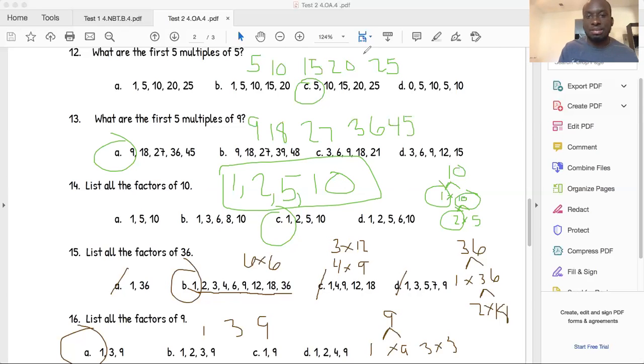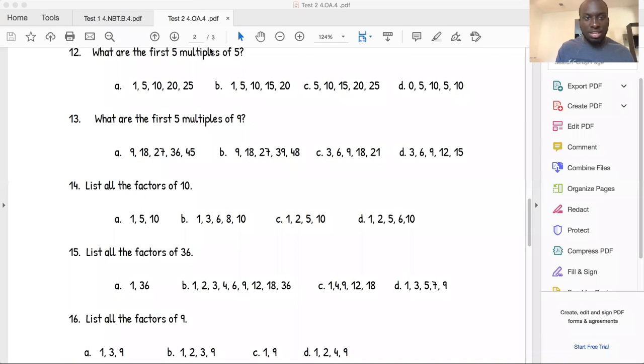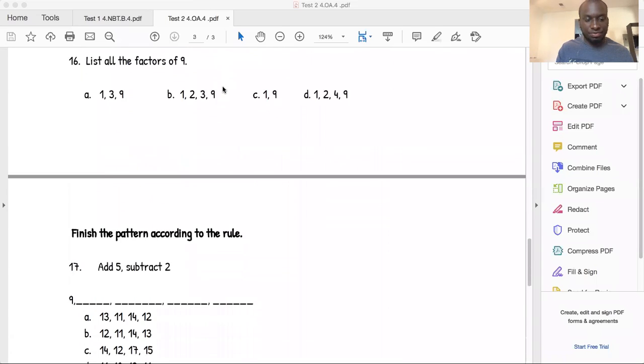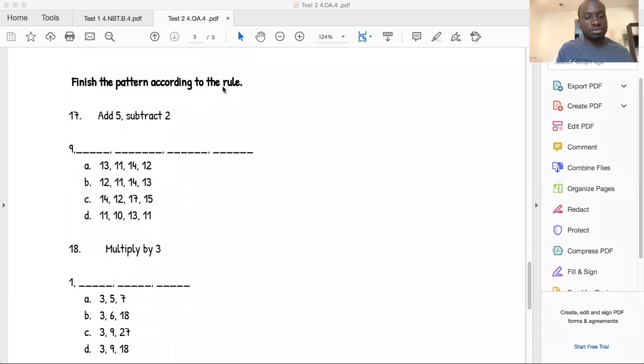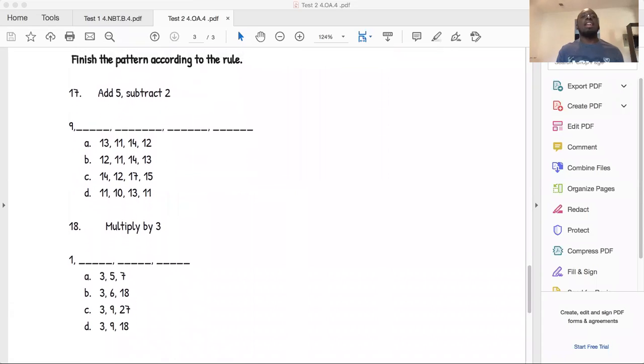Here are the last 2 problems. I'm going to clear my screen. Scrolling down to the last 2. Patterns, patterns, patterns. Patterns are really big. So please pay attention to patterns. This says add 5, subtract 2, starting with 9.